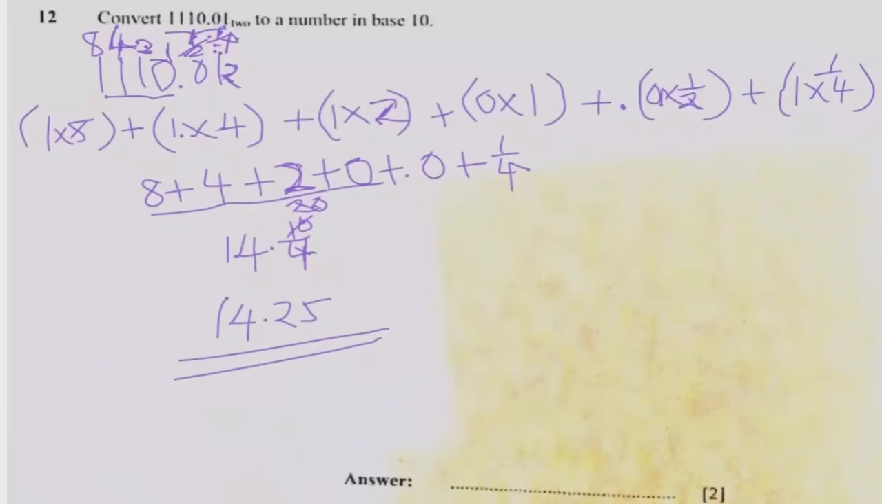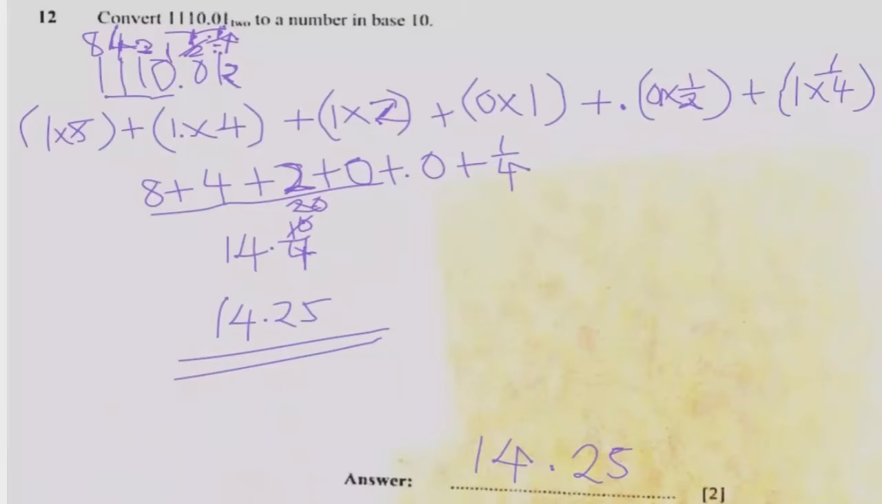So the number in base 10: 1110.01 in base 2 is 14.25. So 14.25 in base 10.